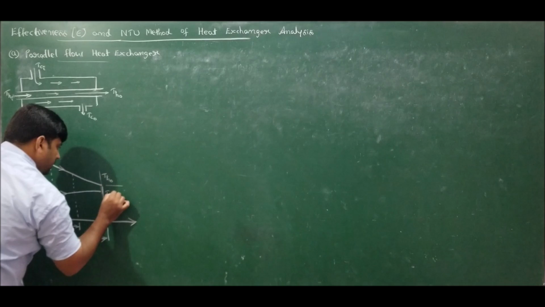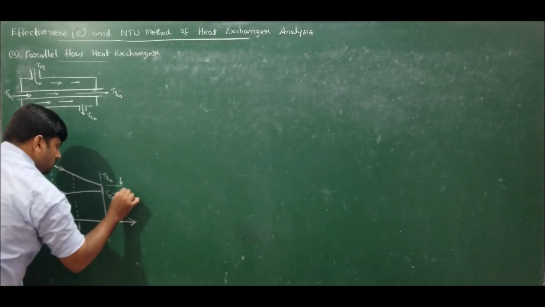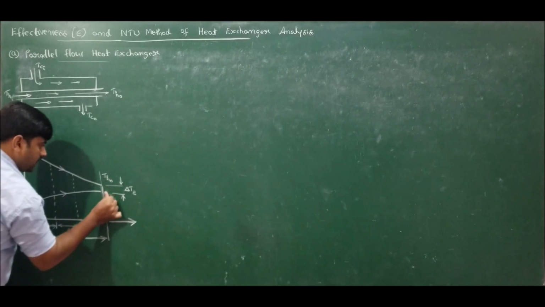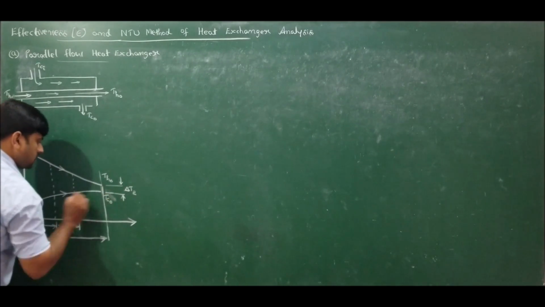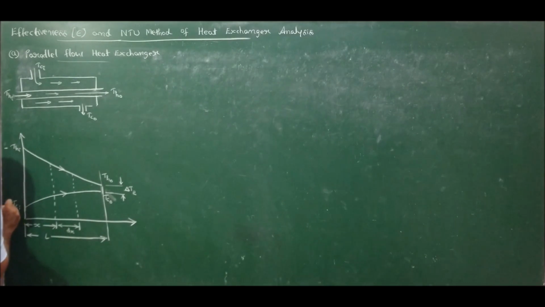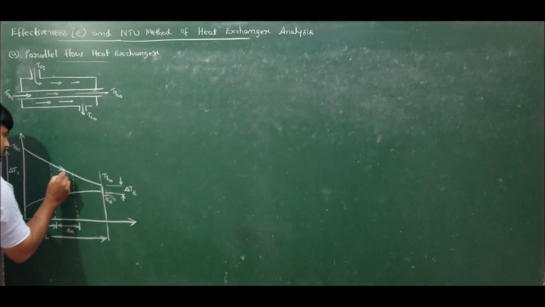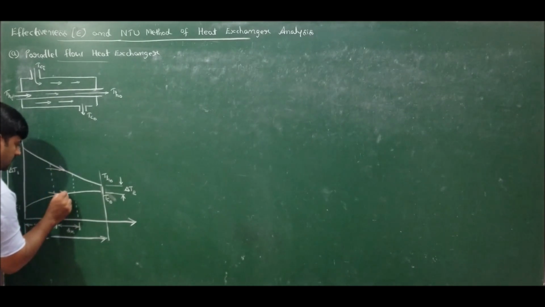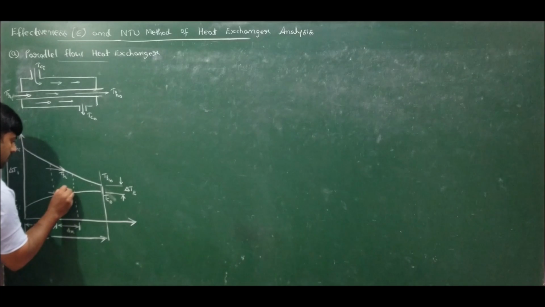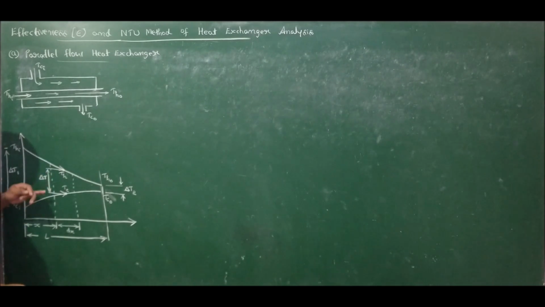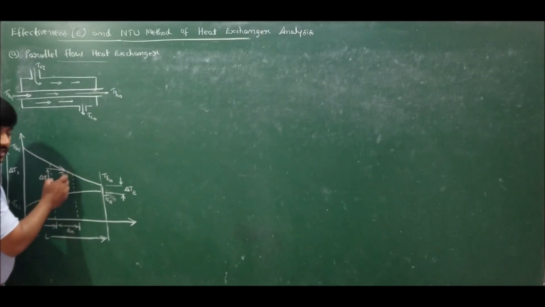So here the temperature difference can be written as delta T2. Delta T2 is the temperature difference of THO and TCO. And delta T1 is the temperature difference of THI minus TCI. Let me take this as delta T1. And let here in the elemental length, the bulk temperature be TH and TC. Bulk temperature of fluids can be taken as hot fluid temperature and cold fluid temperature. Let this difference be considered as delta T. Delta T is the bulk temperature difference of hot and cold fluid in this elemental length dx.